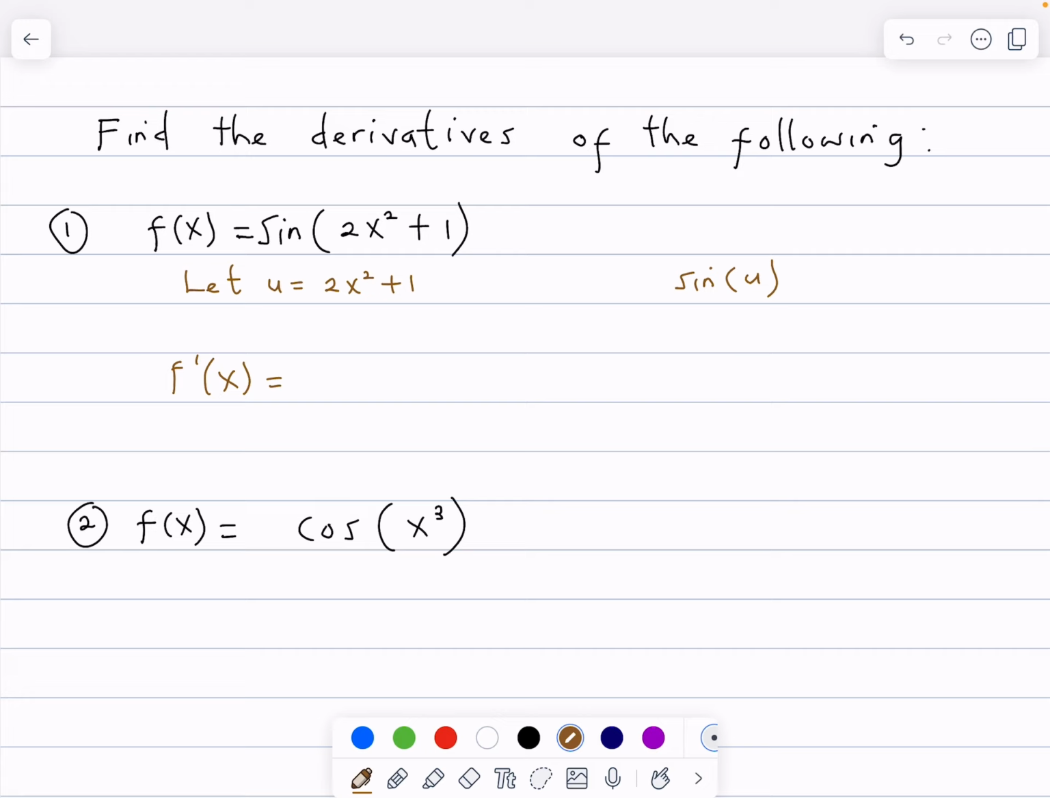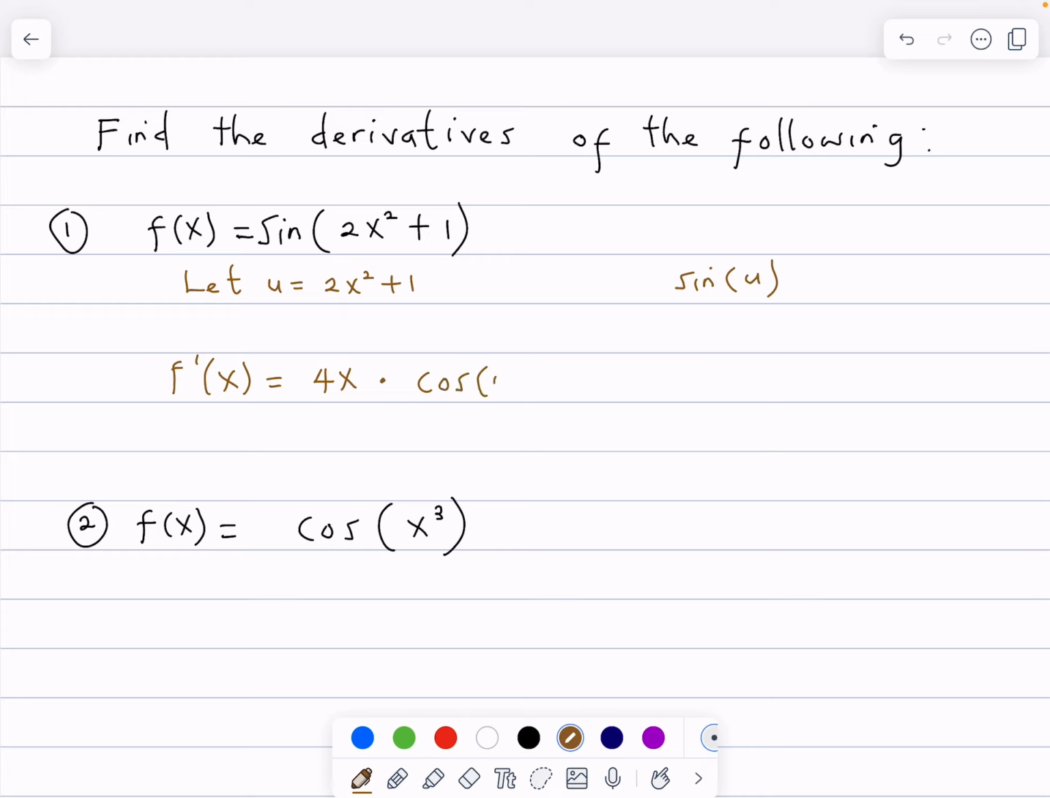The derivative of u is just going to be 4x, because u is equal to 2x squared plus 1. The derivative of 2x squared is 4x and the derivative of 1 is 0, since 1 is a constant. So I just have 4x times the derivative of sine of u.